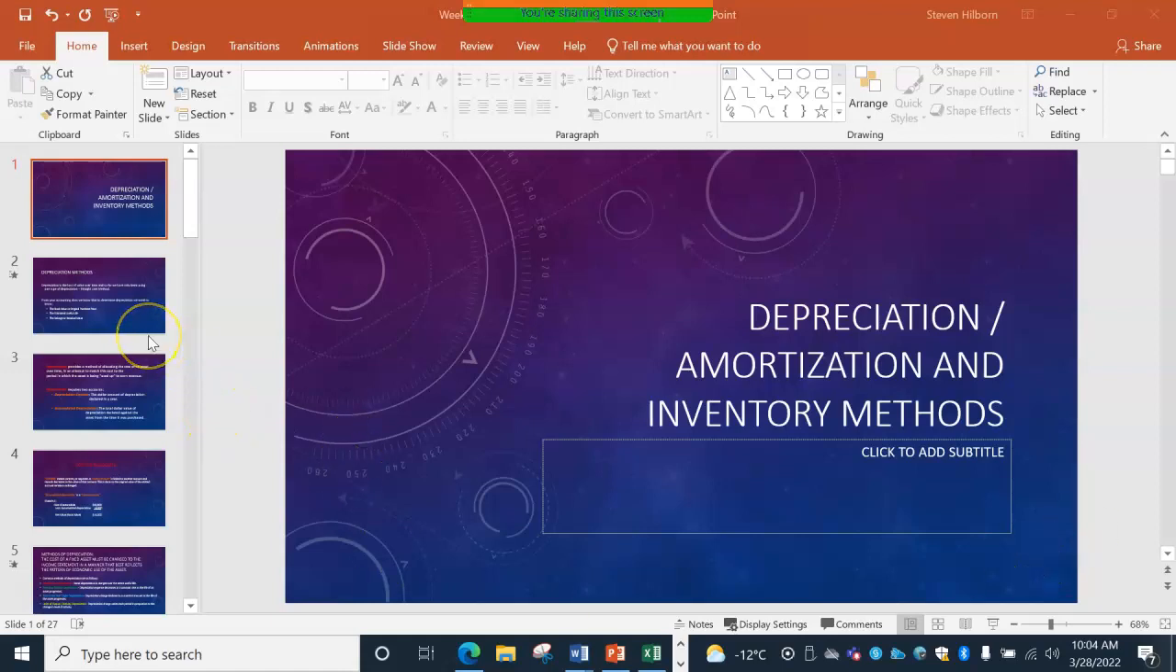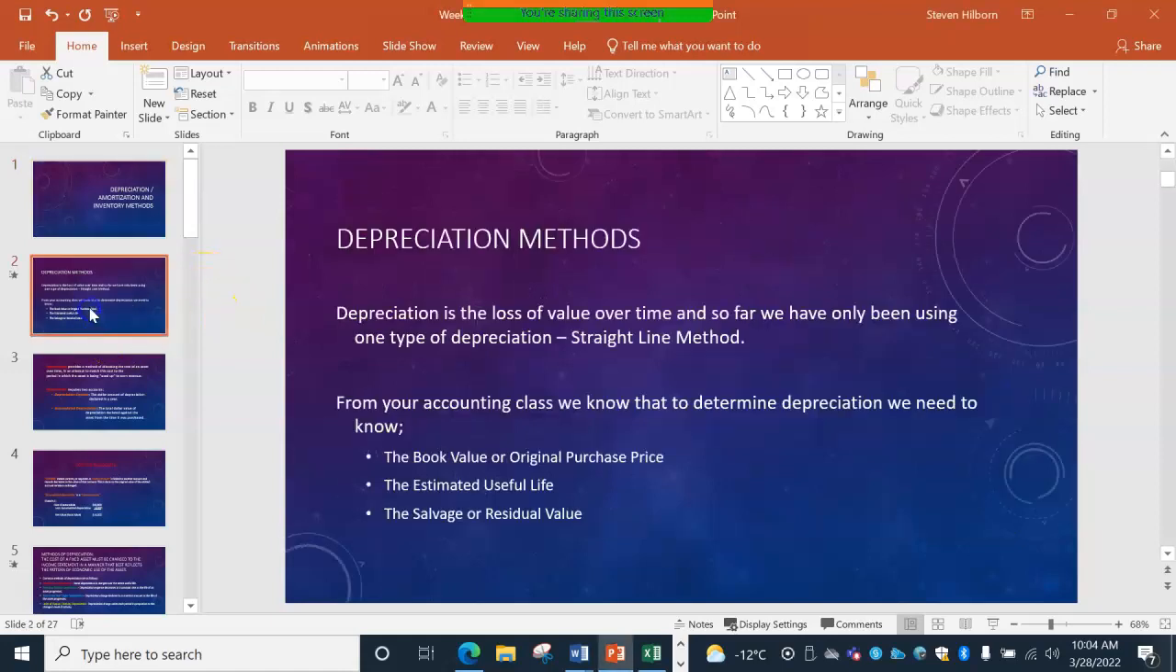Okay, so depreciation, amortization, and inventory methods. Why do we care? So we've talked about depreciation. This is something that many of you kind of understand. We talked about it when we were thinking about cash flow statements and how it affected it. We looked at our income statements and how depreciation was an expense. You talked about it a lot in accounting, and it's one of those things that's a difficult thing for some people to wrap their head around, or just a thing that you didn't realize you really needed to know about and care about.